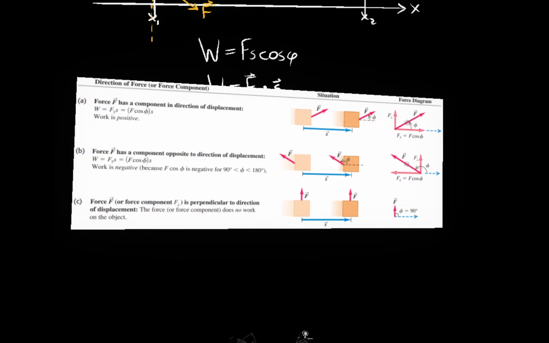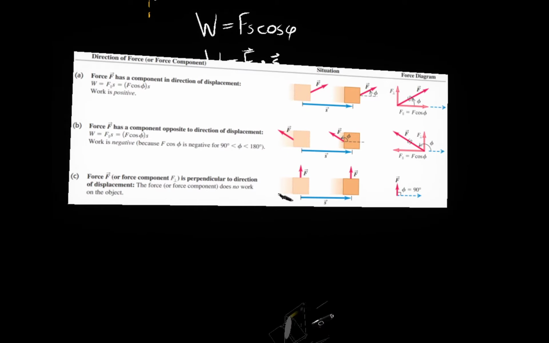And then to do zero work, you just have no component in the direction of motion. So if you're pulling directly up on something, but it's traveling to the right. So this would be kind of like a normal force. If it was sitting on a surface, and there's gravitational force, and this would be like a normal force, and it's traveling this way, well, the normal force and the gravitational force are doing zero work, although they do exist.